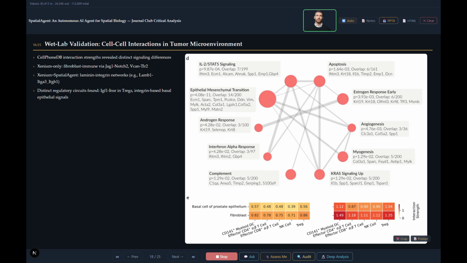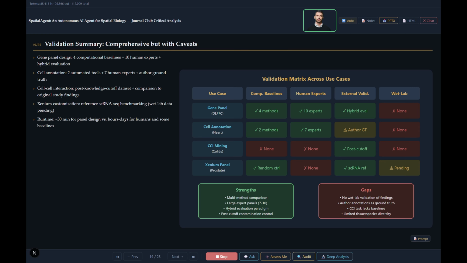However, the authors note these results are from benchmarking against a reference scRNA-seq dataset, not from the actual Xenium spatial experiment, which was still being collected. This is a significant caveat. The spatial validation that would truly demonstrate the panel's value was incomplete at publication. Let's step back and evaluate the overall validation strategy.